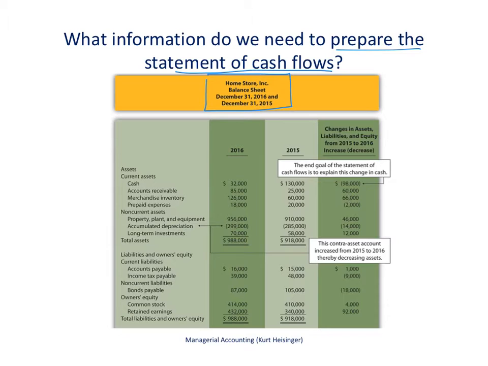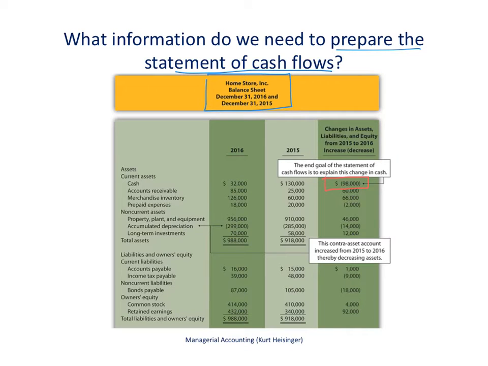And I want to point out that the focus, at least initially, of the statement of cash flows is to explain why cash in this example went down by $98,000. It just depends on the company. It could be that cash went up, it could be that cash went down, but the idea behind the statement of cash flows is to describe why the change in cash.